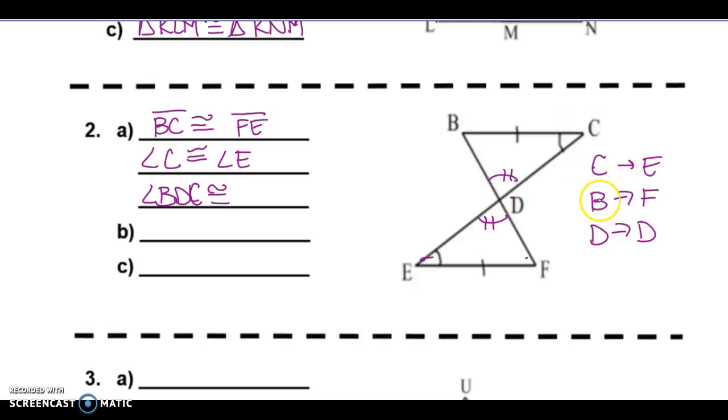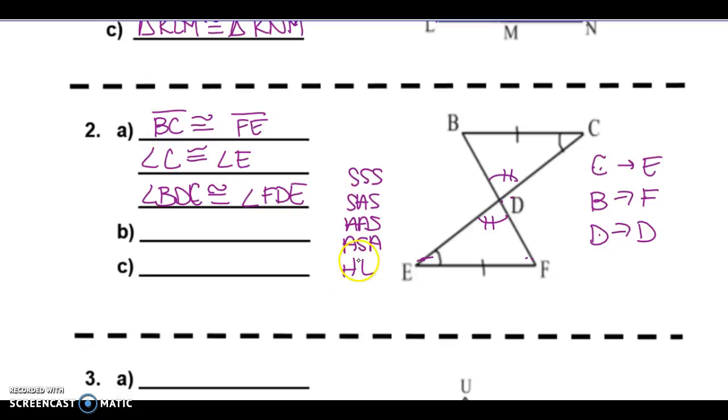BDC is congruent to, if I did BDC, I have to do angle FDE. So angle FDE. Okay. Now, I need to decide if it's one of my congruent statements. So I have side, side, side, side, angle, side, angle, angle, side, angle, and hypotenuse leg.